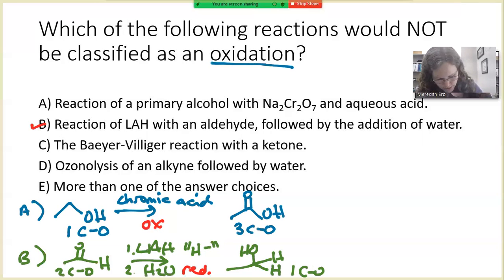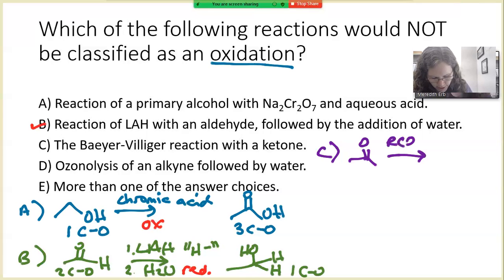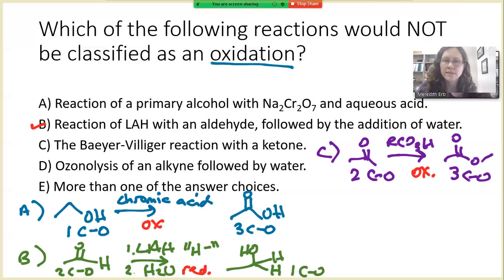Choice C says the Baeyer-Villiger reaction with a ketone. So you have to know what the Baeyer-Villiger reaction is. In that case, we added a peroxy acid and we made an ester. So we go from 2 C to O bonds to 3 C to O bonds. So this is an example of an oxidation because we increase the number of C to O bonds.